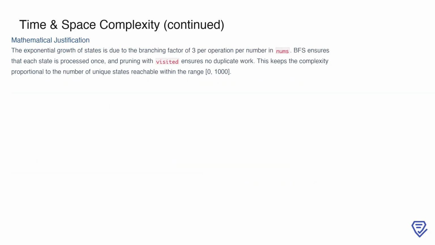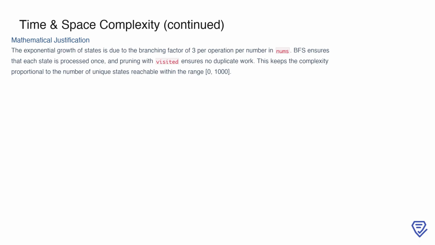The mathematical justification for this exponential growth in states lies in the branching factor. For every operation performed on each number in the nums array, the algorithm generates 3 possible outcomes: addition, subtraction, and XOR. This branching factor of 3, combined with the depth of the BFS tree, leads to the exponential growth in states. However, BFS ensures that each state is processed only once, and the visited set prevents any duplicate work.